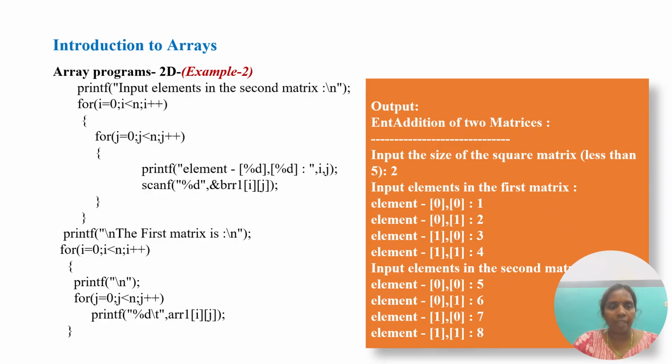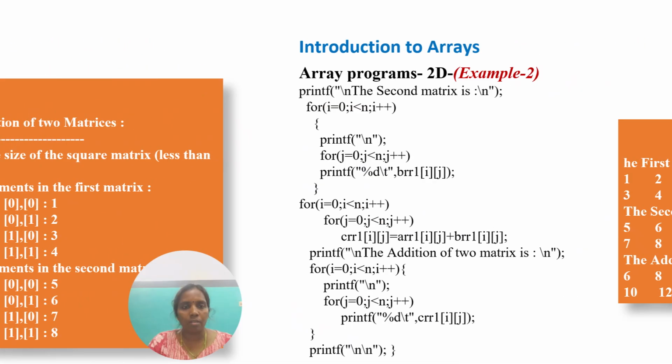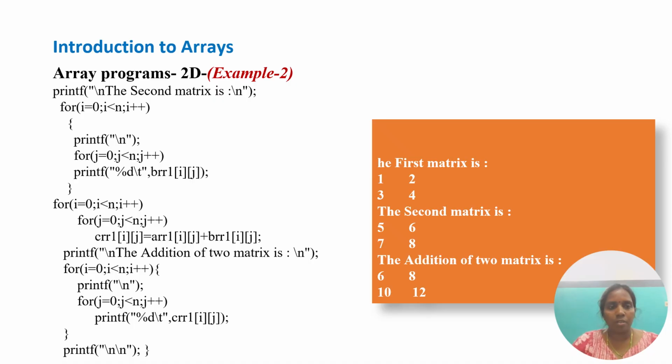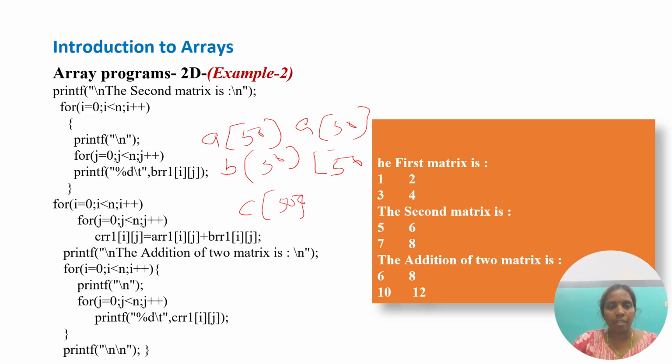First, in every case, we have to declare all the matrices. This is the first matrix, and this is the second matrix. The first matrix is A of 50 50, the second matrix is B of 50 50, and the third matrix is C of 50 50. That is the sum. So the sum matrix C also has to be initialized.